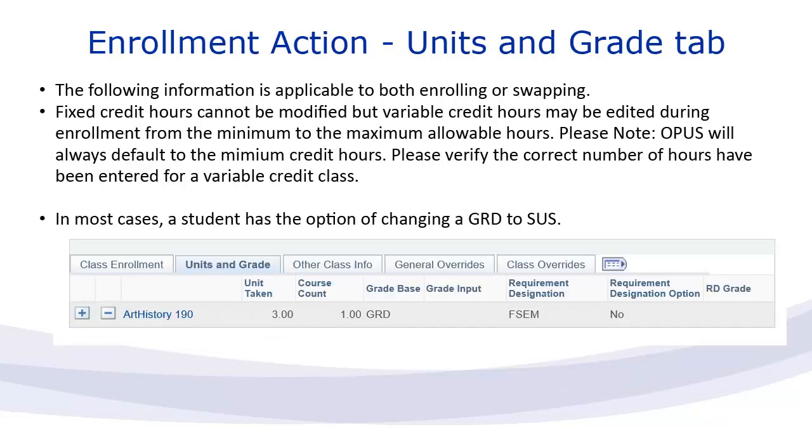The following information is applicable to both enrolling or swapping. Fixed credit hours cannot be modified, but variable credit hours may be edited during enrollment from the minimum to the maximum allowable hours. Please note, Opus will always default to the minimum credit hours. Please verify the correct number of hours have been entered for a variable credit class. In most cases, a student has the option of changing a GRD to an SUS.